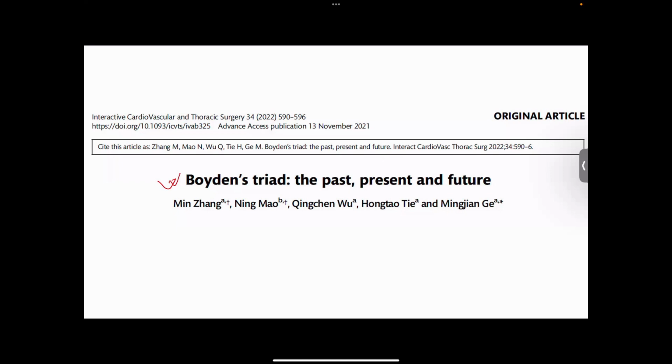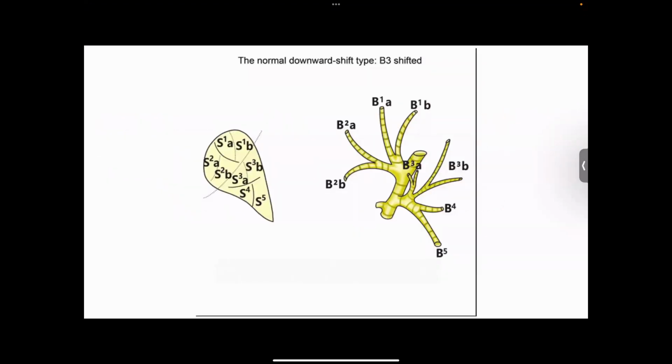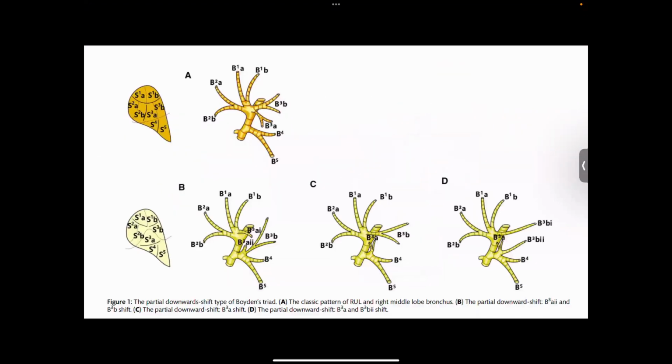What is the past, what is the present, what is the future? It was described by Boyden in 1949, and after that, nobody was very careful about this Boyden's triad. So what happens in this Boyden's triad? This is the normal pattern of the right upper lobe bronchus, which has the B1, this is the B2, and then this is the B3. Then comes the middle lobe bronchus, and then the lower lobe bronchus.